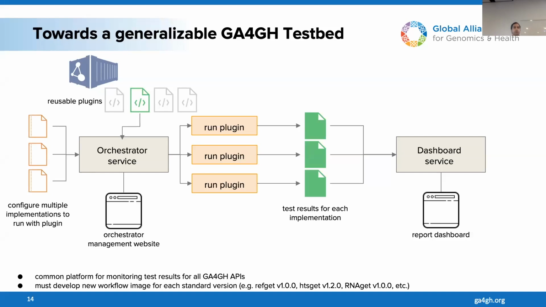Maybe we'll alert if we saw an implementation was working well, but for some reason it's failing. Maybe we can alert on that. Yeah, so this would be a more centralized approach to incorporate many GA4GH APIs into one common platform. And going forward, if we develop any new standards or any new versions of existing standards, we would just need to develop a new plugin that would be available via a TERS API.